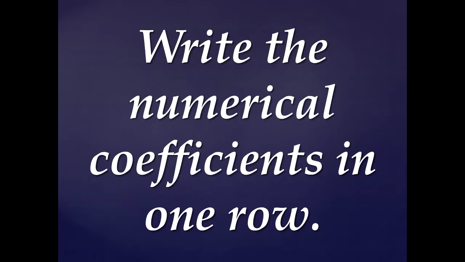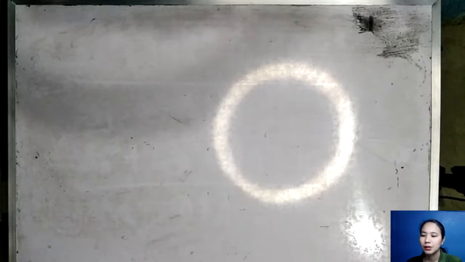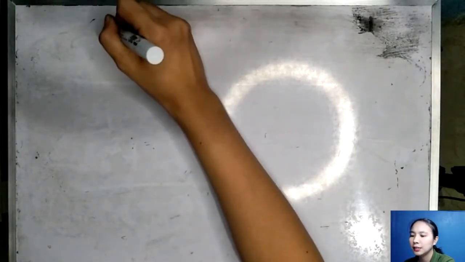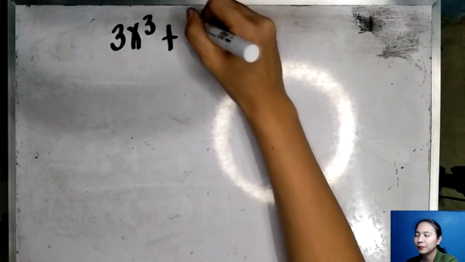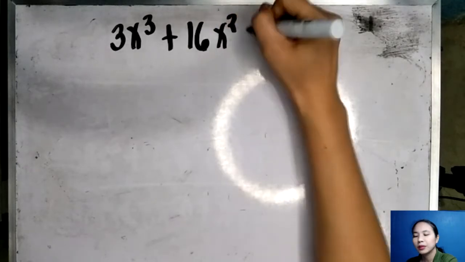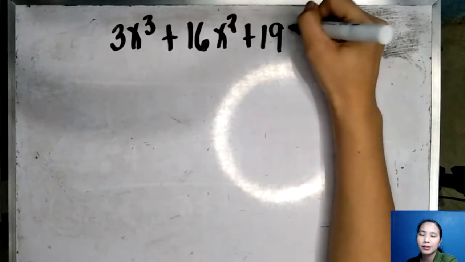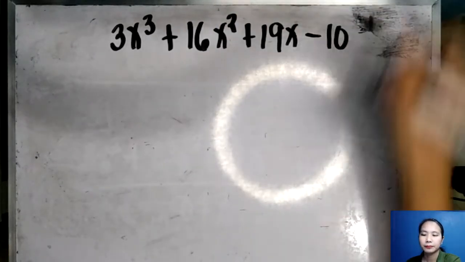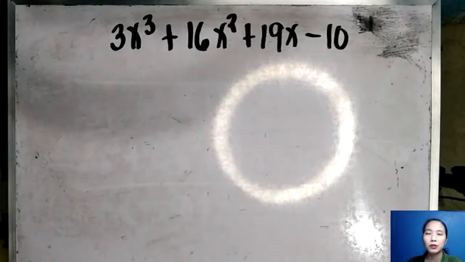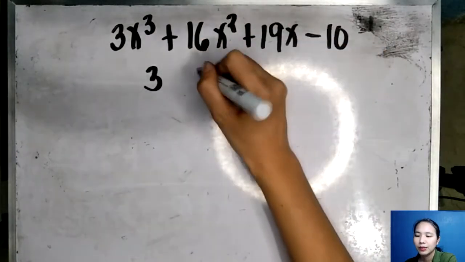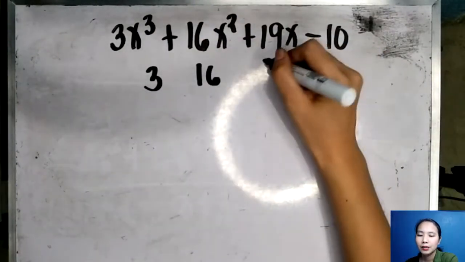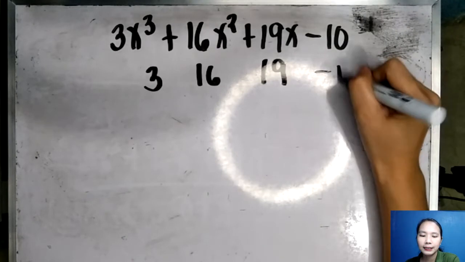The next step is write the numerical coefficients in one row. So again, ang given natin na dividend is 3x cubed plus 16x squared plus 19x minus 10. Kukunin natin ang numerical coefficients. So we use 3, 16, 19, negative 10.